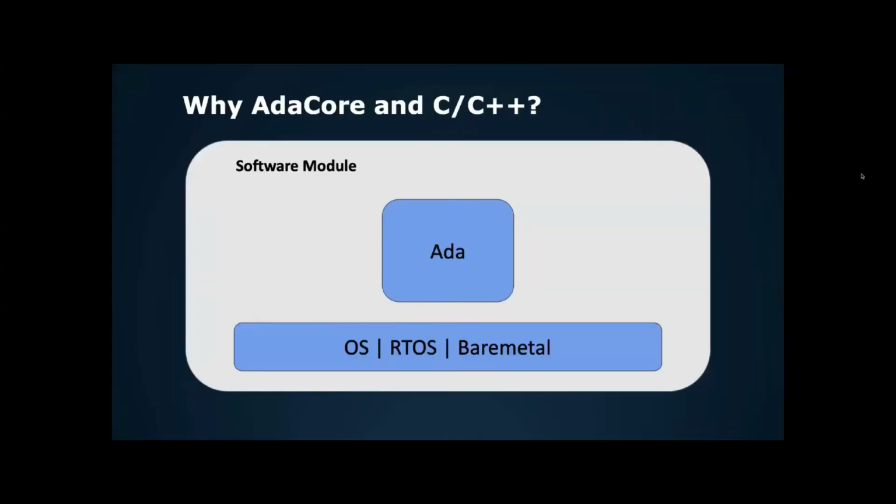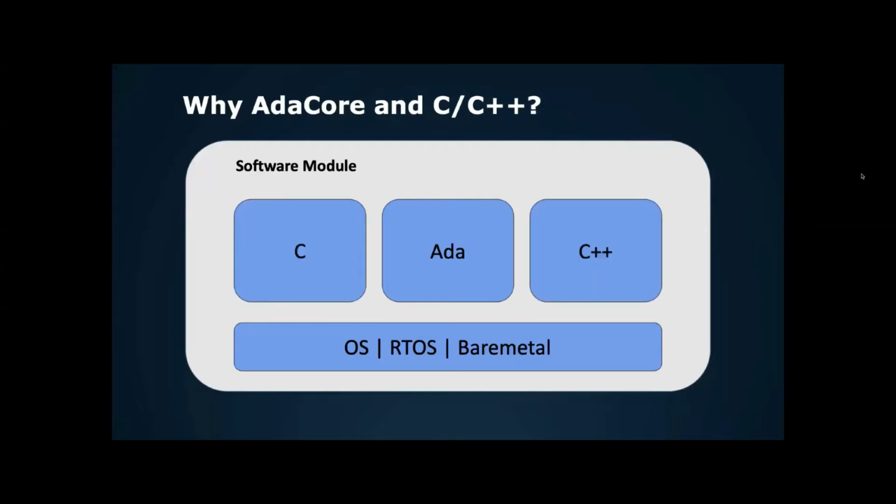So you might be thinking, why AdaCore and C and C++? Because typically, you might have an application like this, where you have Ada on top of an OS, RTOS, or you're basically on the metal. But a lot of times you're actually going to have this, where you have Ada, C, and C++ on top of the OS and RTOS. You might even only have the C and C++ on top of the OS and RTOS. And then you're thinking, well, I already have C and C++ from the OS or from the RTOS or bare metal. Why should I go with AdaCore?